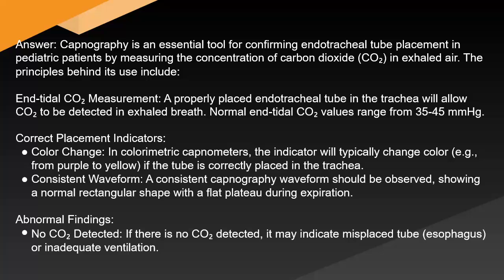The principles behind its use include end-tidal CO2 measurement. A properly placed endotracheal tube in the trachea will allow CO2 to be detected in exhaled breath. Normal end-tidal CO2 values range from 35-45 mmHg. Correct placement indicators: color change. In colorimetric capnometers, the indicator will typically change color from purple to yellow if the tube is correctly placed in the trachea. Consistent waveform.